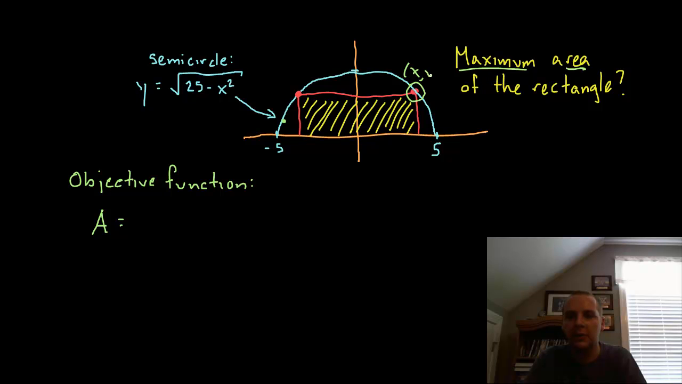So we call this xy, right, because this is the x coordinate and this is the y coordinate of that point. Then the area would be not x times y, but you see the actual length of the base of this rectangle is actually 2x. So we'll say 2x times y.